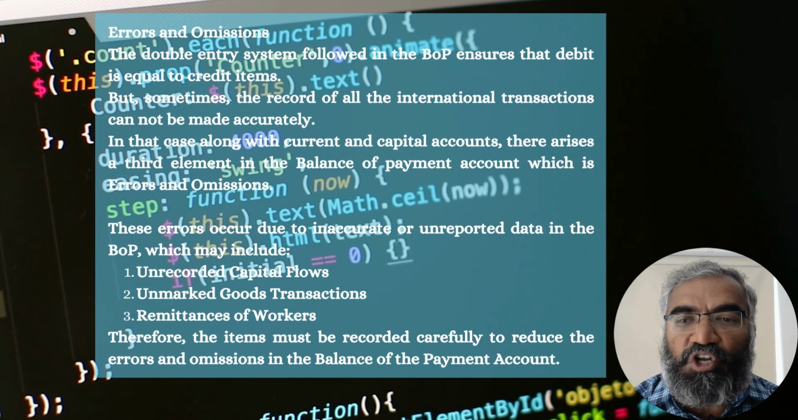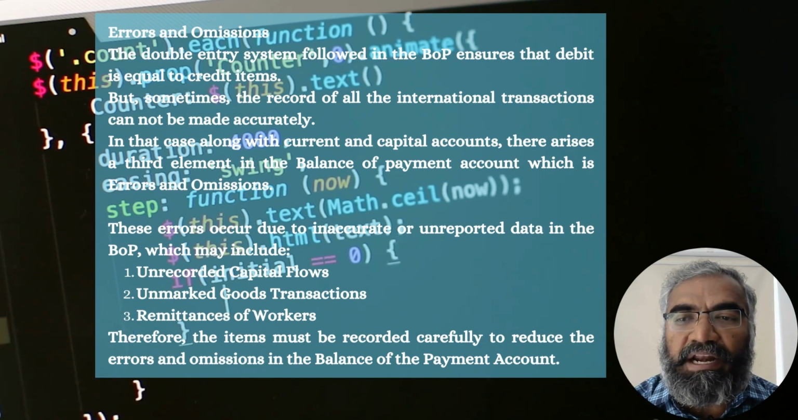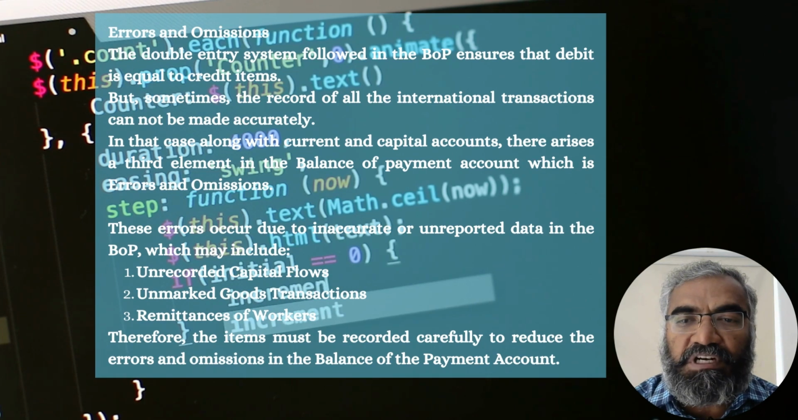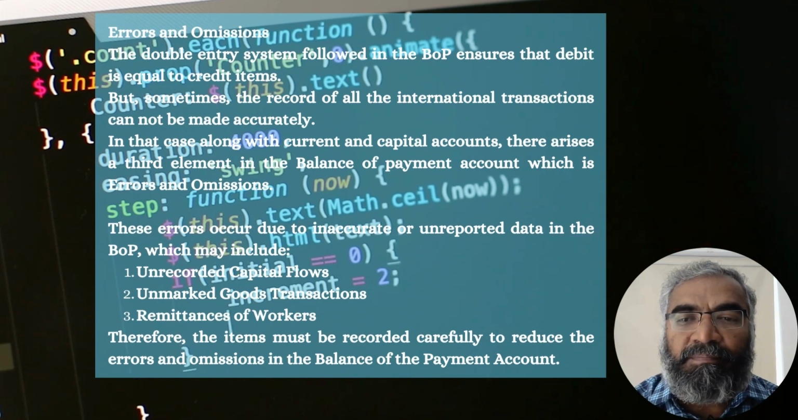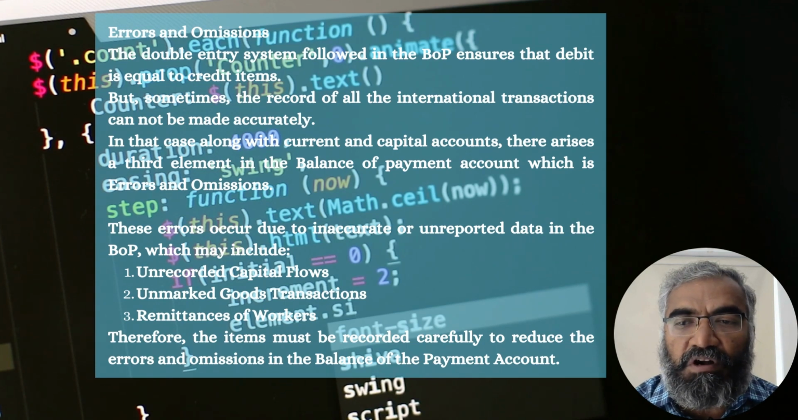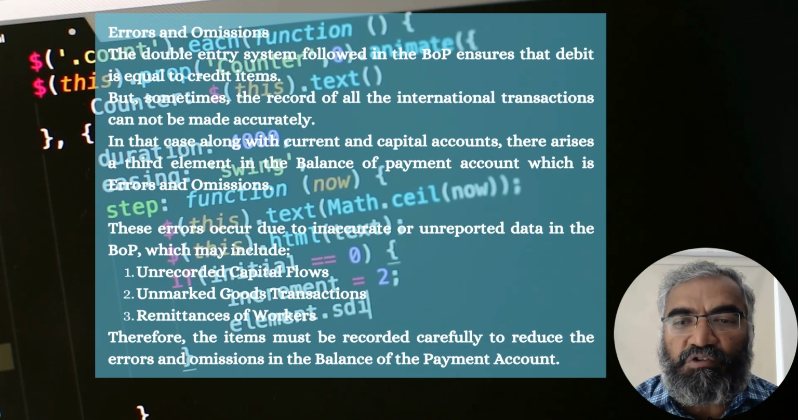These errors occur due to inaccurate or unreported data in the BOP, which may include: 1. Unrecorded capital flows, 2. Unmarked goods transactions, 3. Remittances of workers. Therefore, the items must be recorded carefully to reduce the errors and omissions in the balance of payments account.